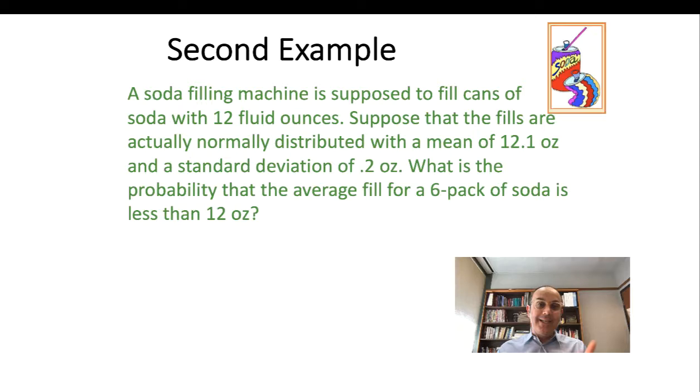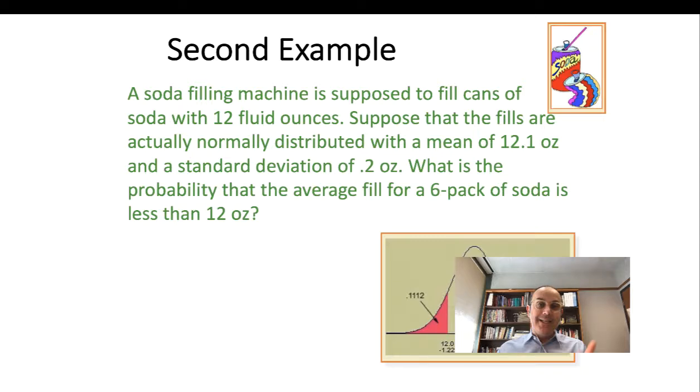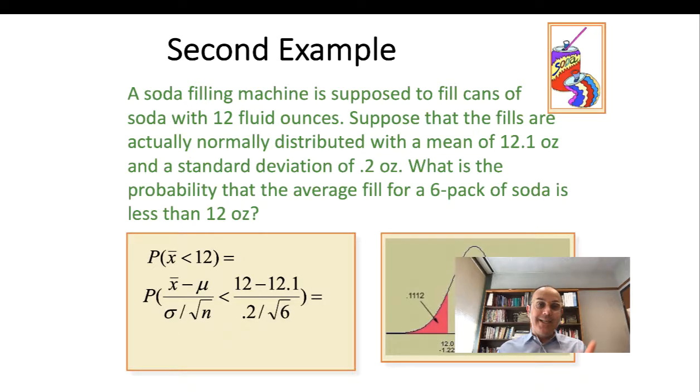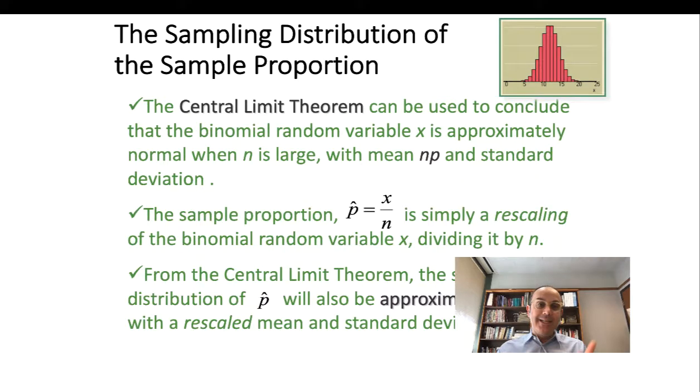Second example: a soda filling machine is supposed to fill cans of soda with 12 fluid ounces. Suppose that the fills are normally distributed with a mean of 12.1 ounces and a standard deviation of 0.2 ounces. What is the probability that the average fill of a 6-pack of soda is less than 12 ounces? Again, we apply the formula and calculate, and in this case, this is what we found. This is the essence of this module and the idea of finding this distribution.